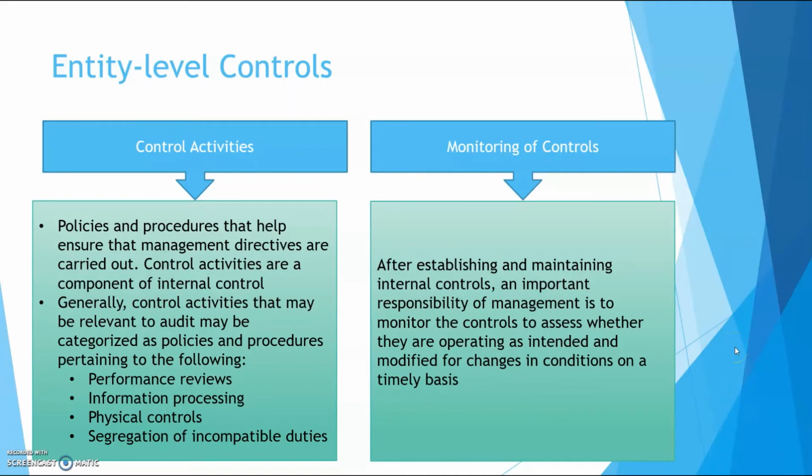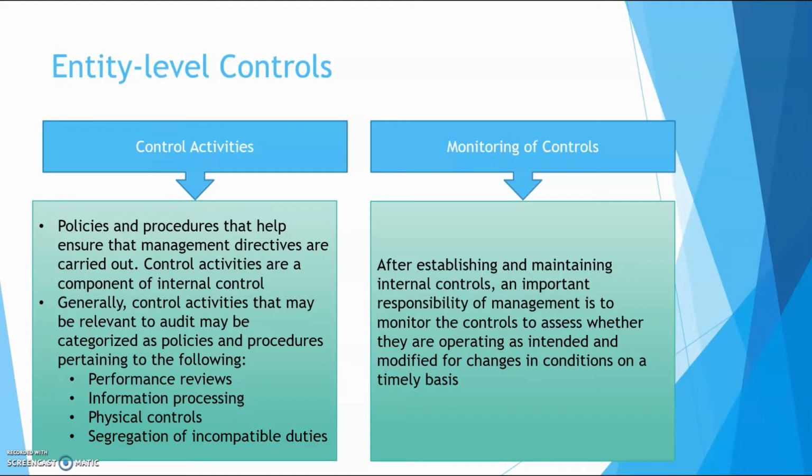Our next entity level control area is control activities. So these are the policies and procedures that help ensure that management directives are carried out. Control activities are a component of internal control. Generally, control activities that may be relevant to the audit may be categorized as policies and procedures pertaining to the following: performance reviews, information processing, physical controls, and segregation of incompatible duties.